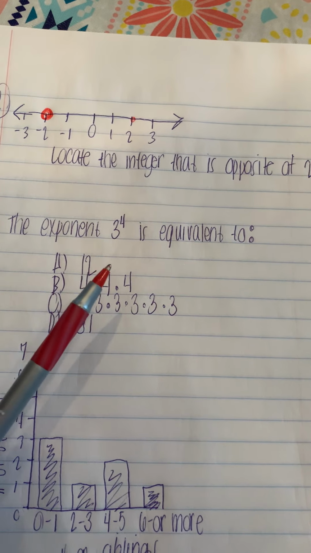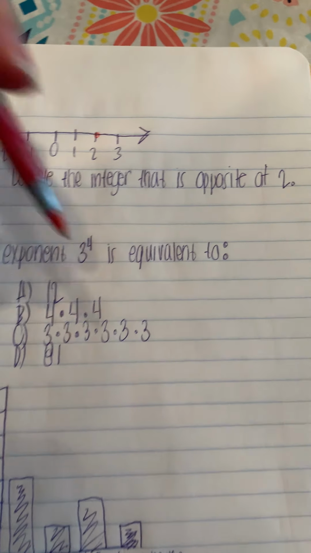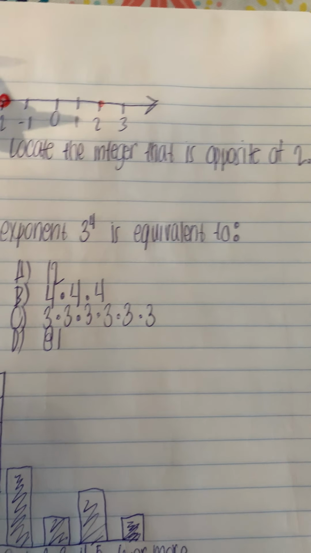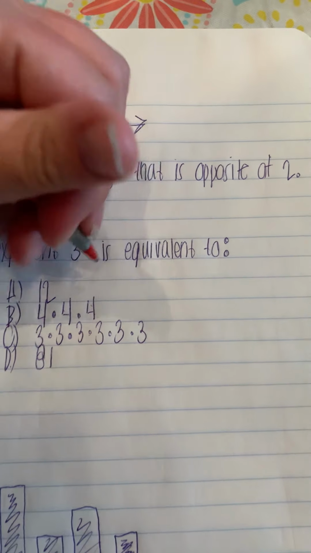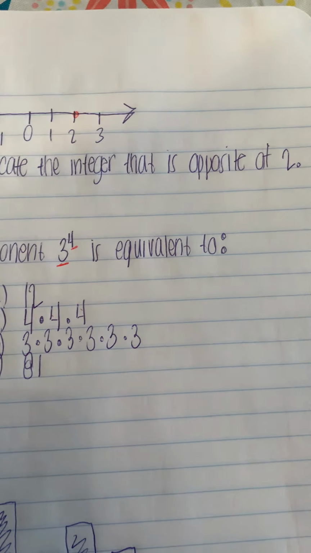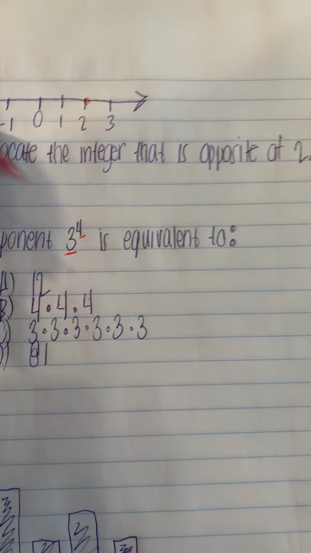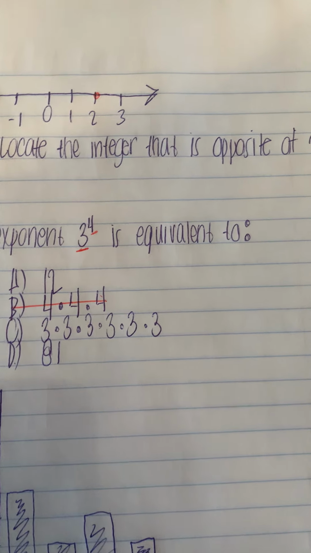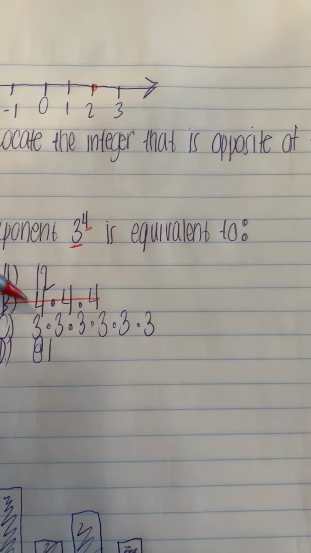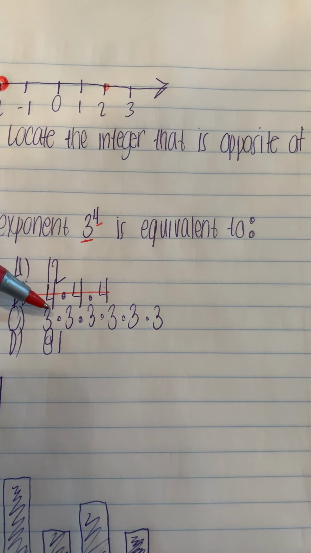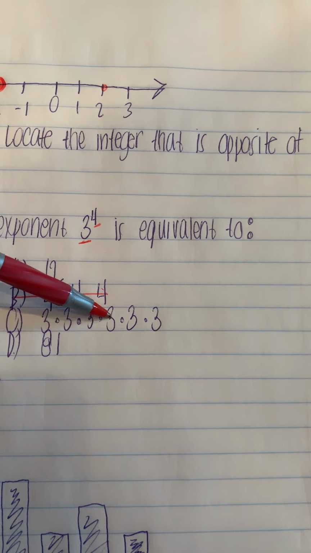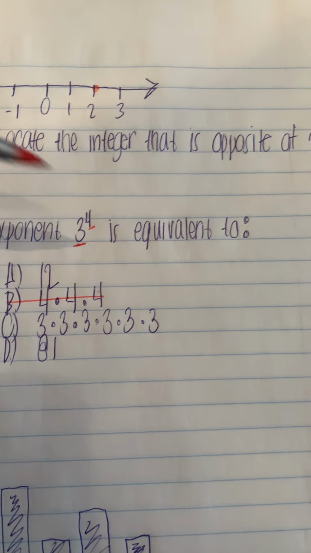Okay. The exponent 3 to the 4th power is equivalent to. So I'm going to jump to B real quick. And 4 times 4 times 4. Remember, this is my base, and this tells me how many times I'm multiplying that base. So B would be incorrect. If I look at C, I should have the number 3. I should be multiplying it 4 times. So if you look here, this is 1, 2, 3, 4, 5, 6. So this would be 3 to the 6th power.